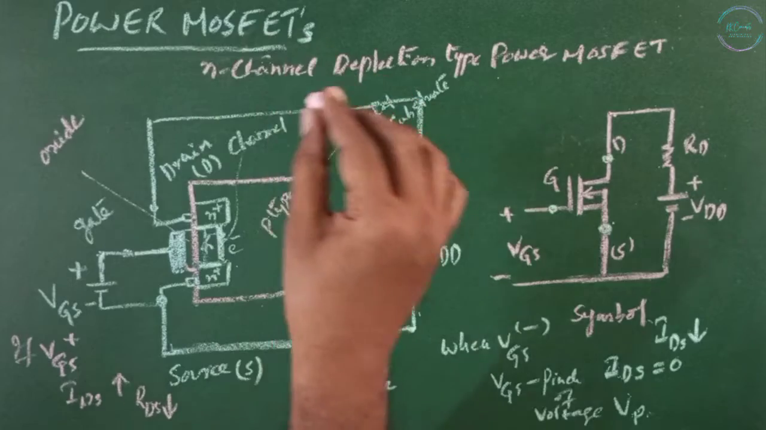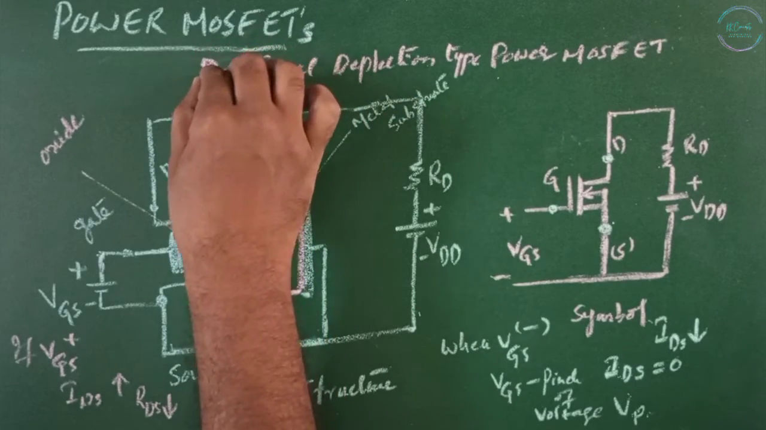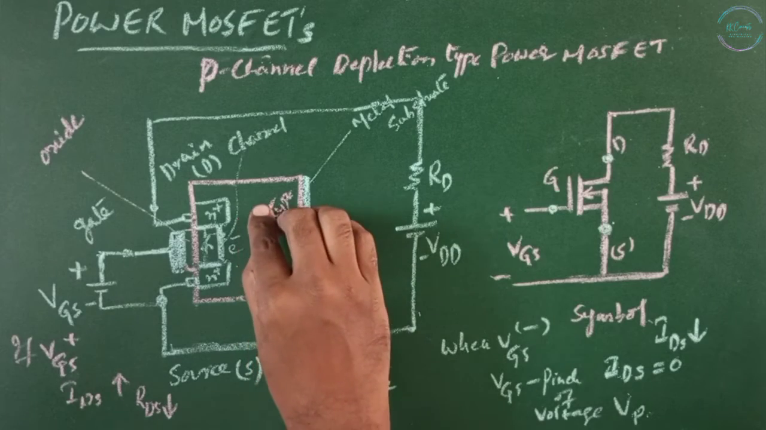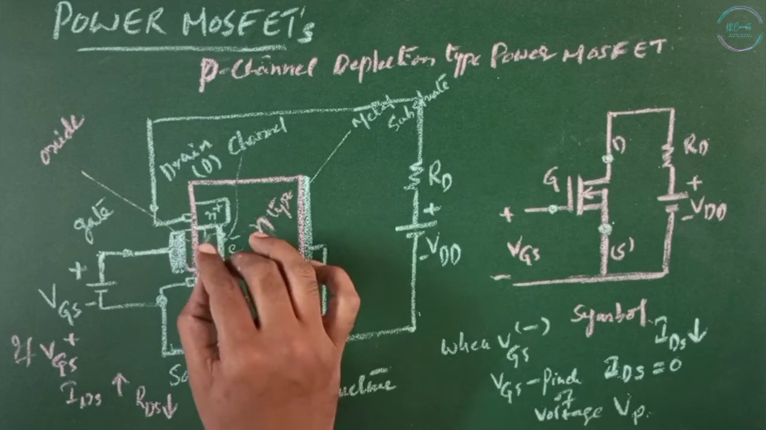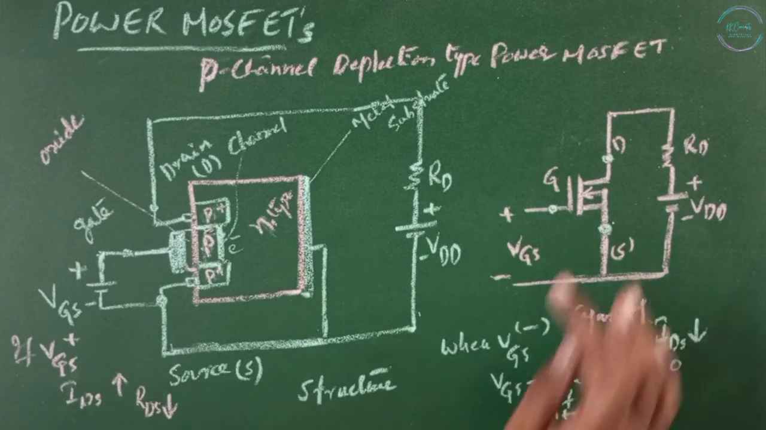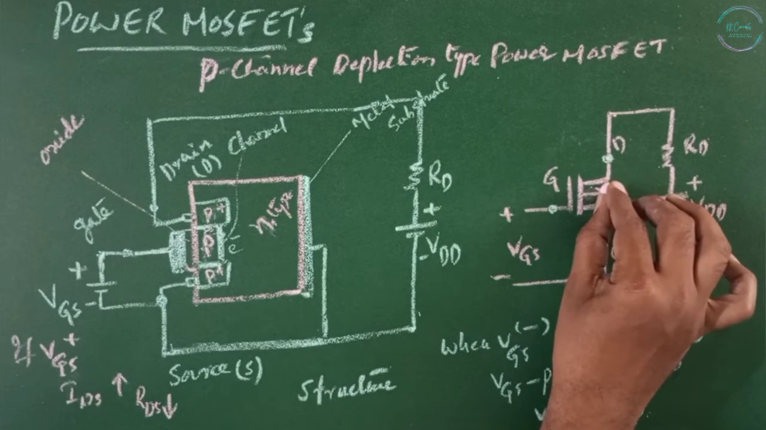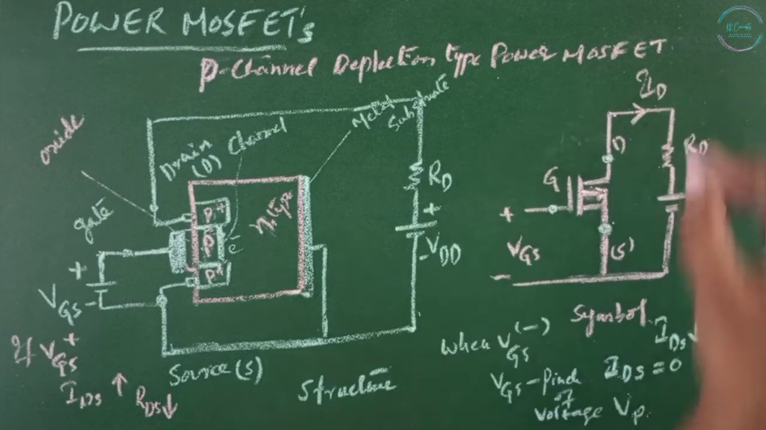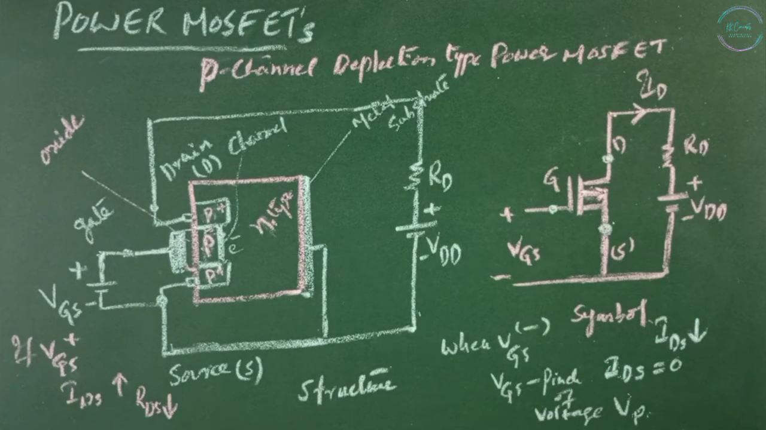If it is a P-channel depletion type power MOSFET, then the main substrate is N-type and the channel is P-type, with highly doped P-type material. And in the symbol, the direction is opposite. Current flows from source to drain. This is ID for P-type. In the P-channel depletion type MOSFET, the polarities of VDS, IDS and VGS are reversed.